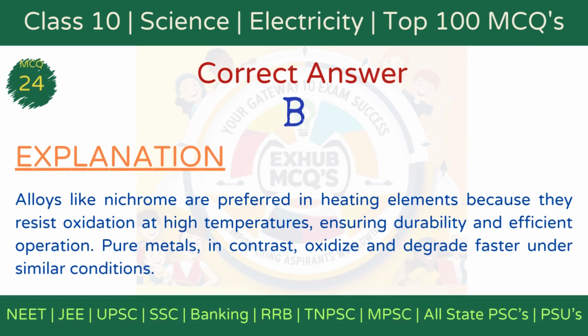The correct answer is option B, do not oxidize at high temperatures. Explanation: alloys like nichrome are used in heating elements because they resist oxidation even at high temperatures. This property makes them durable and reliable for long-term use in appliances like toasters and irons.